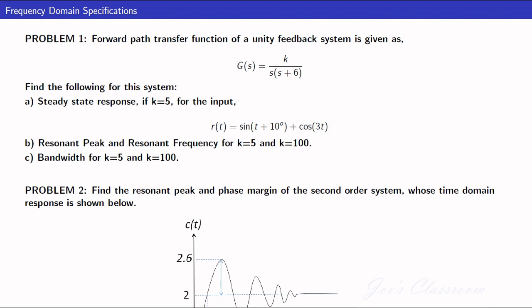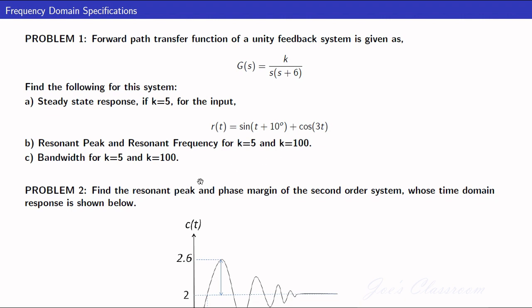In this video, we are going to look at three different problems on frequency domain analysis, especially on frequency domain specifications. So I've taken up three problems for this session. The first problem has got three subdivisions. In the first subdivision, we will see how to find the steady state response for a sinusoidal input, given the forward path transfer function of a unity feedback system. Subdivisions 2 and 3 deal with calculating the frequency domain specifications if the forward path transfer function of the unity feedback system is given, and of course, we'll be calculating it for different gain values.